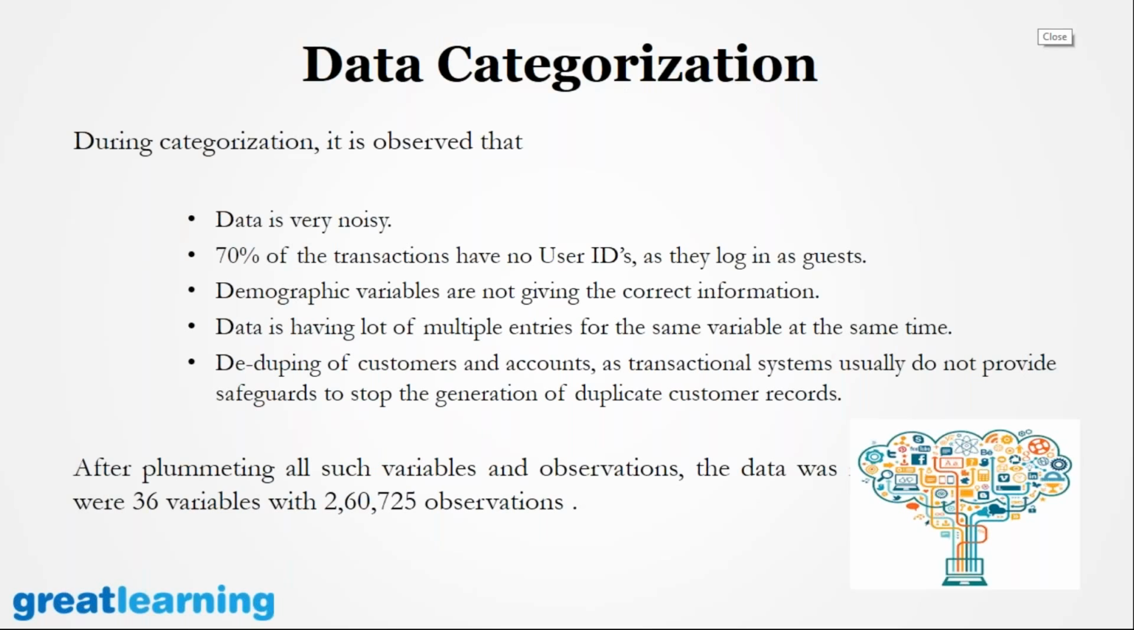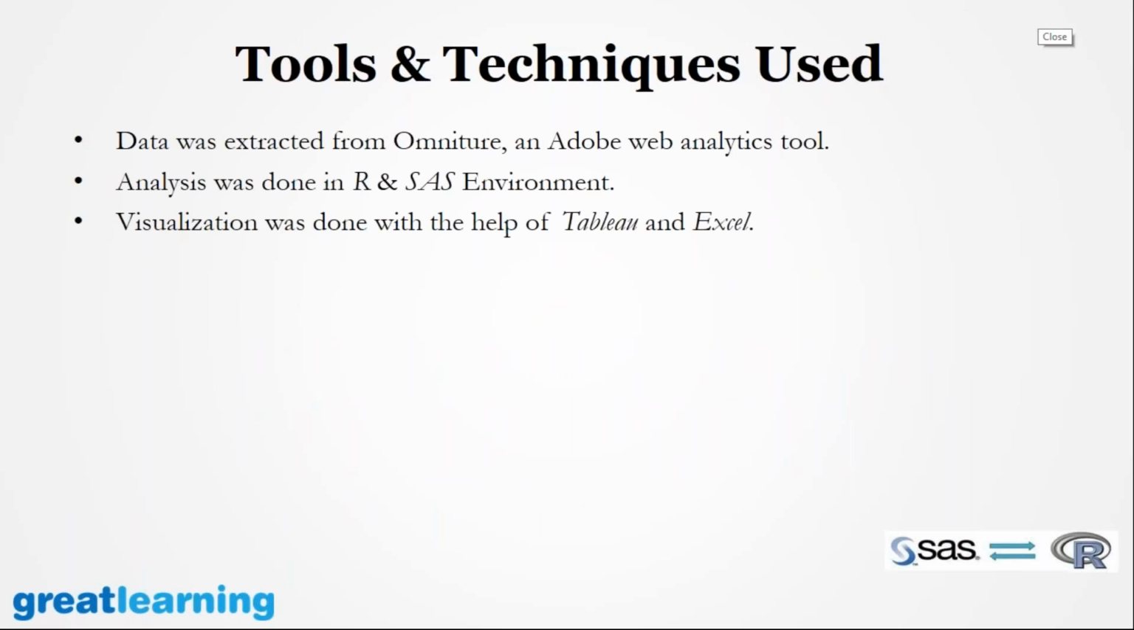The data also had a lot of multiple entries for the same variable at the same time. So we had to dedupe customers and accounts, as transactional systems usually do not provide safeguards to stop the generation of duplicate customer accounts. Once collected, the data had 36 variables and 2,60,725 observations. In fact, the number of variables was more than 36. We'll get into that in a little while.